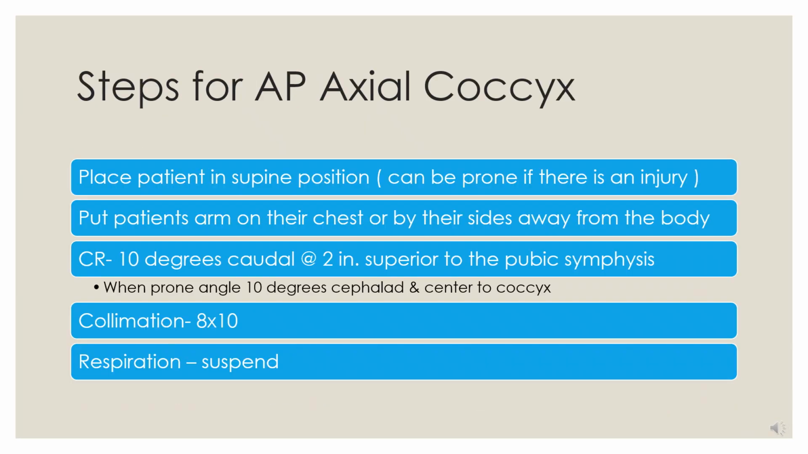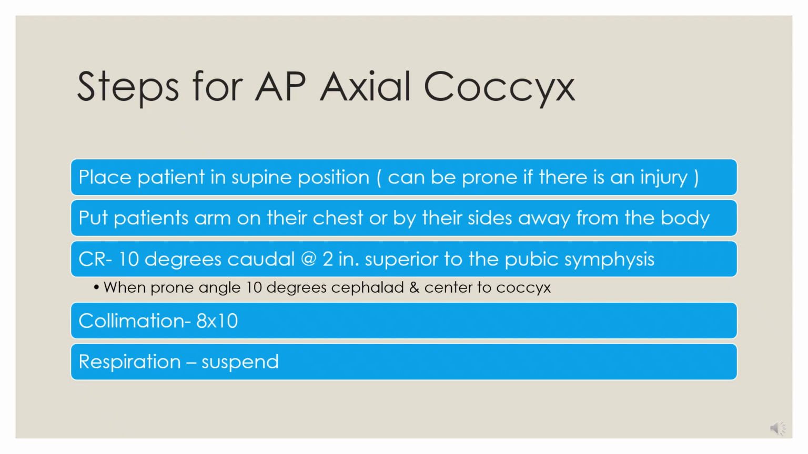For the AP axial coccyx, you're going to place the patient in a supine position. If there is an injury or anything that prohibits the patient from doing supine, you can put them prone. You're going to put the patient's arms on their chest or by their sides away from the body. The central ray is going to be 10 degrees caudal at 2 inches superior to the pubic symphysis. However, when they're prone or a PA axial, you're going to angle 10 degrees cephalad and center to the coccyx.